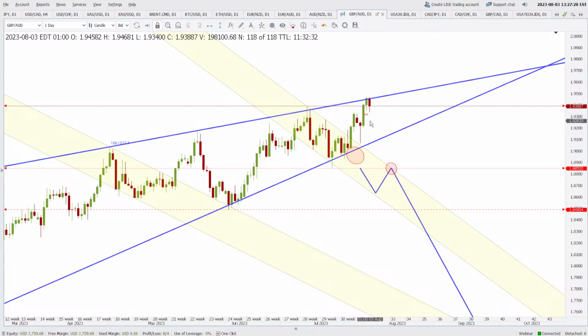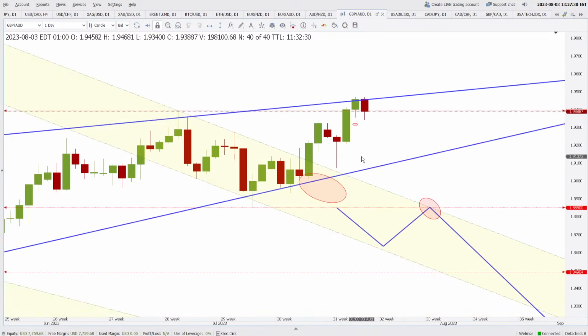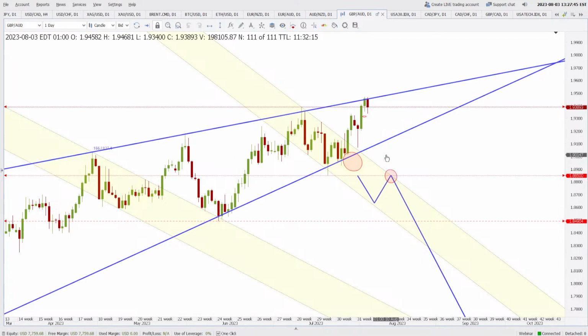GBP AUD is going down, but it is giving us almost a bearish engulfing. You see the high of the candle was 1.9468. The high of this candle was 1.9469. So it is almost a bearish engulfing. Okay, any close below the body of this candle will offer us a good selling opportunity.